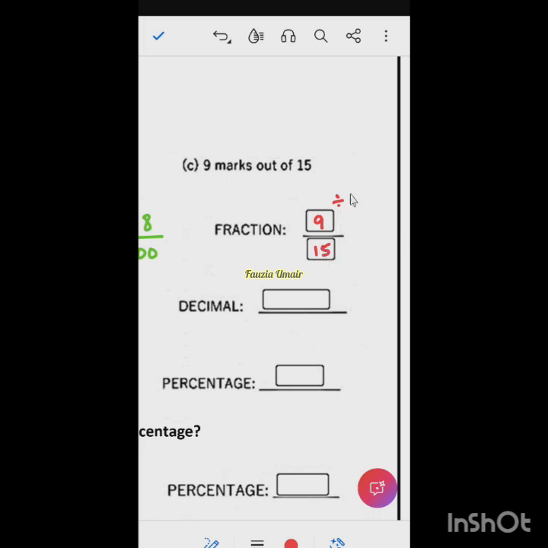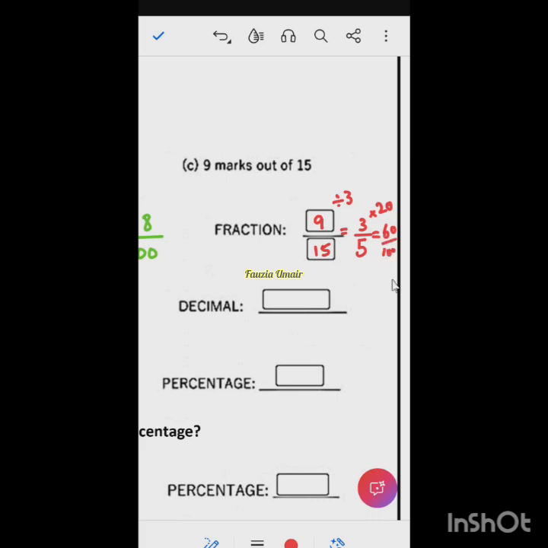3. So if I divide both of them by 3, it will be 3 by 5. So can I make the denominator 10 or 100 or 1000 now? Yes. So how? Multiply 5 with 20. If you multiply 5 with 20, it will become 100. You can multiply this 5 with 2 also, so that the denominator becomes 10, right? So it's your choice. So it was 60 by 100.